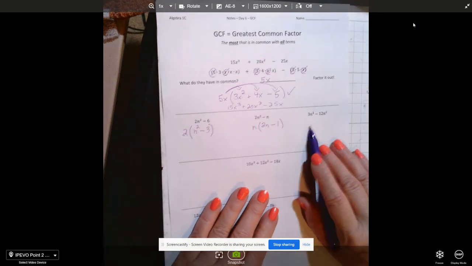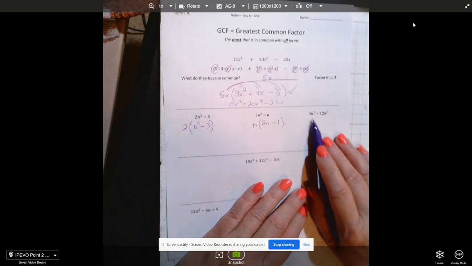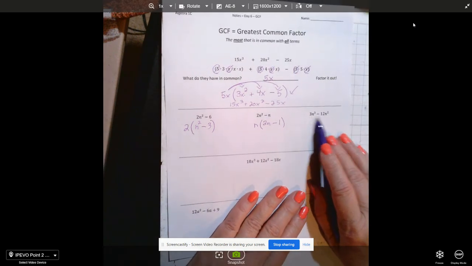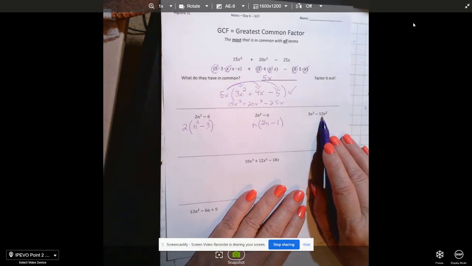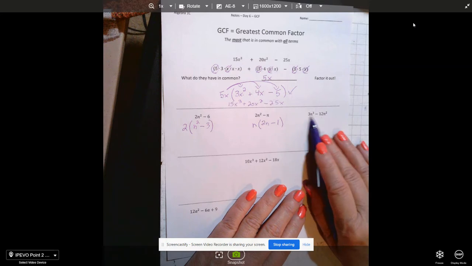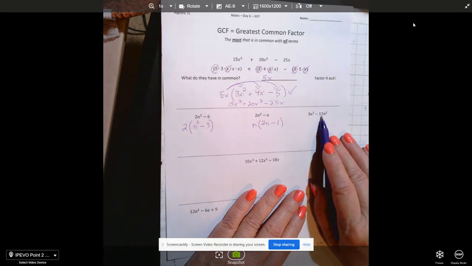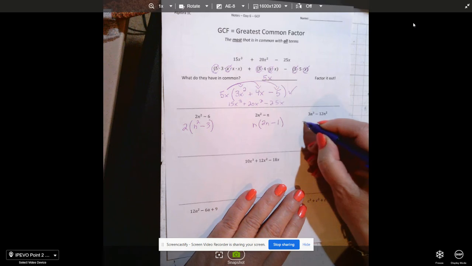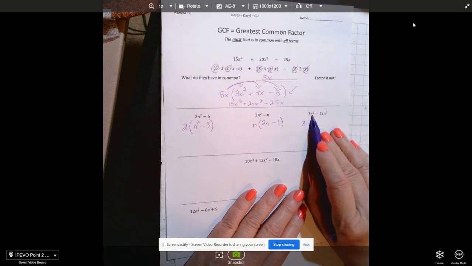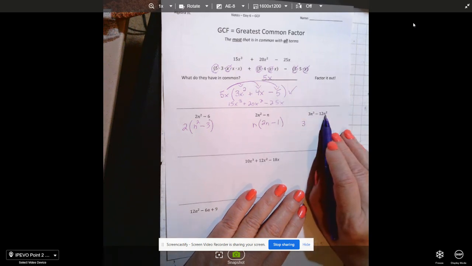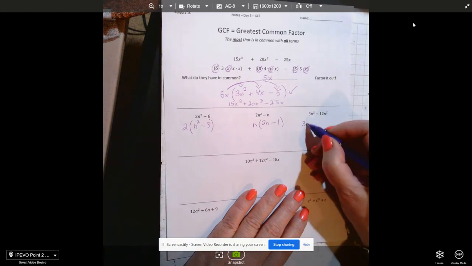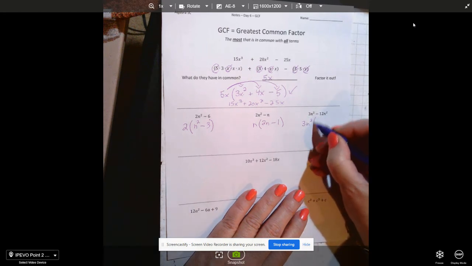Let's take a look at the last one here. Let's first take a look at the numbers. I have a 3 and a 12. Well, if I think about their factors, 12 would be 3 times 4, so I know they share a 3. This has 3 n's, and this has 2 n's, so they share at least 2 n's. So I can take out an n squared.